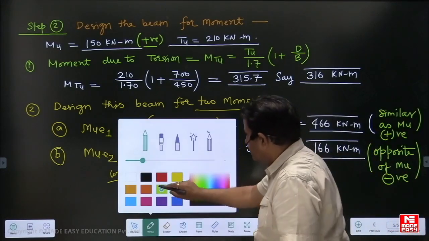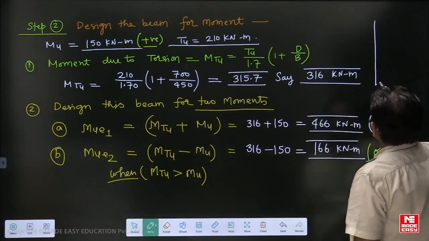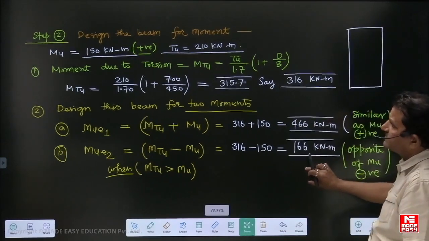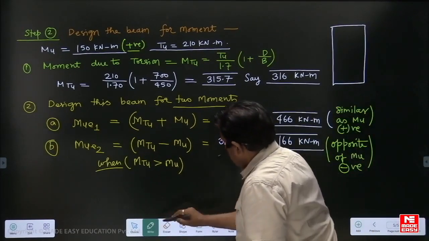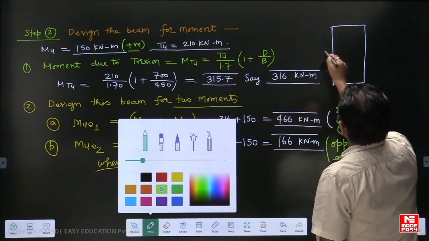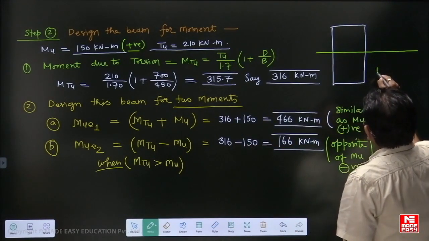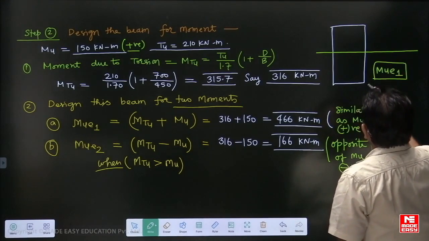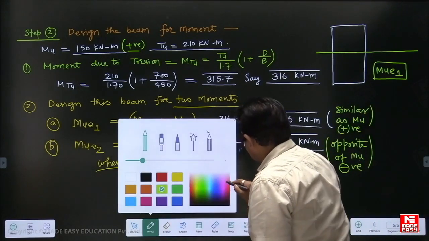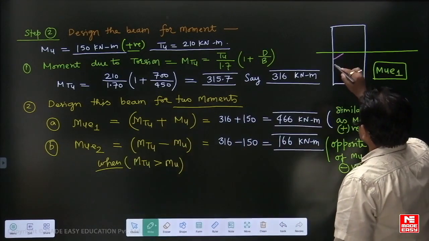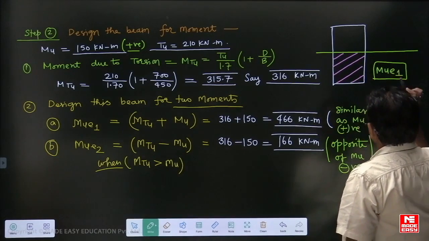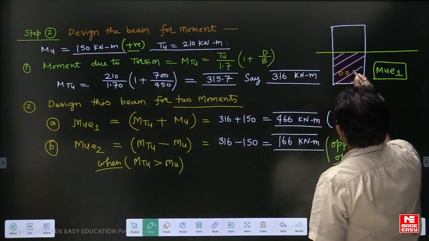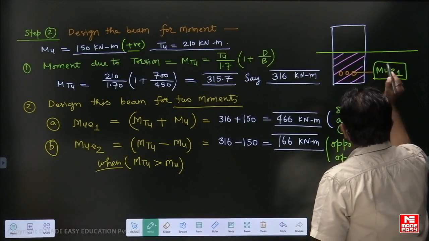You can understand it like this: suppose you design the beam here like this, and for example you need just a single reinforcement, and suppose this is the neutral axis. So for moment Mu equivalent 1, suppose this is a positive moment, then this will be the tension side of that positive moment. We can show that this is the tension portion of this moment. So you provide a reinforcement here on this side. This is the reinforcement for Mu1.